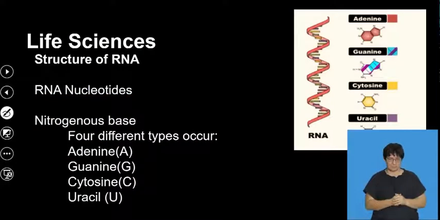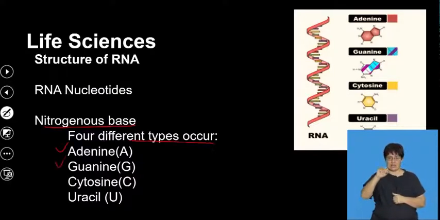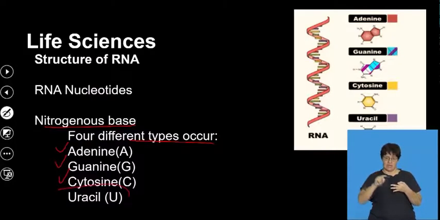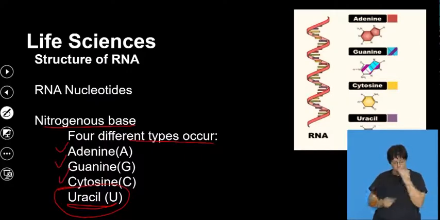Let's try and unpack that a bit further. When we talk of the nitrogenous bases, there are 4 different types of nitrogenous bases that occur in RNA. These are called adenine, guanine, cytosine, and for the first time we see something very different to DNA, which we refer to as uracil. And uracil is a nucleotide that is present only in your RNA nucleic acids.